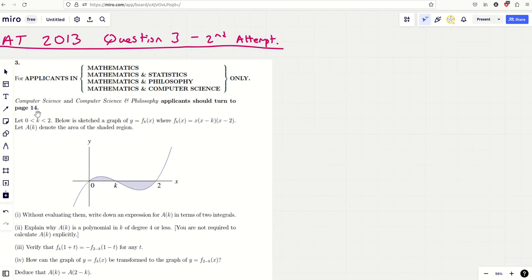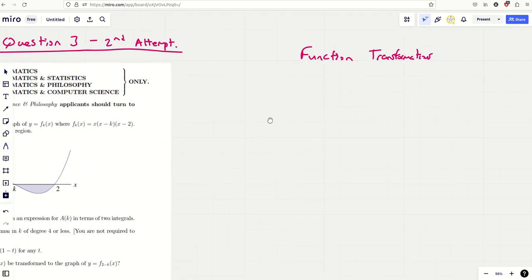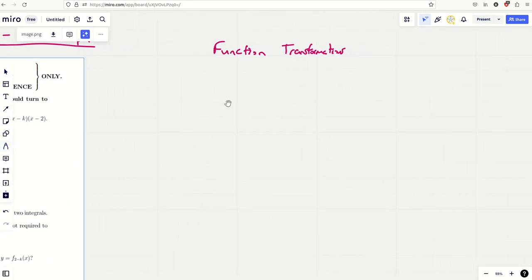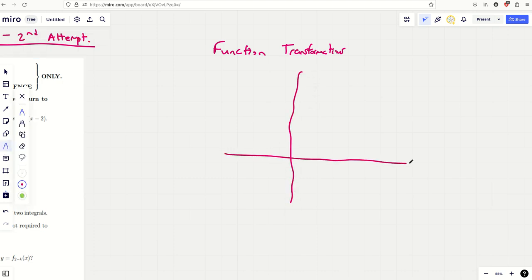Now before I start, let's talk about function transformations, just before we actually do anything with the question. Graph transformations, I'm talking about here, where you want to reflect in the line x equals a. It's well worth talking about this. How do we reflect in the line x equals a?